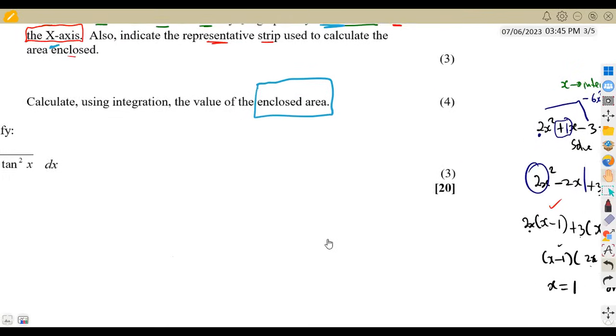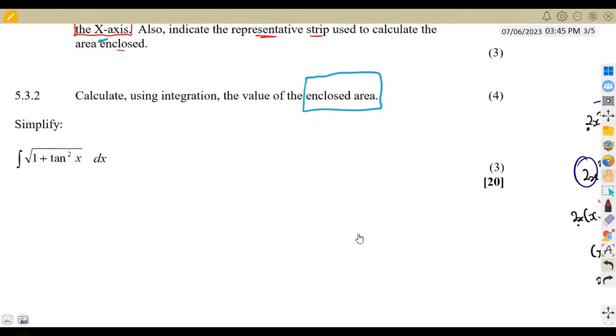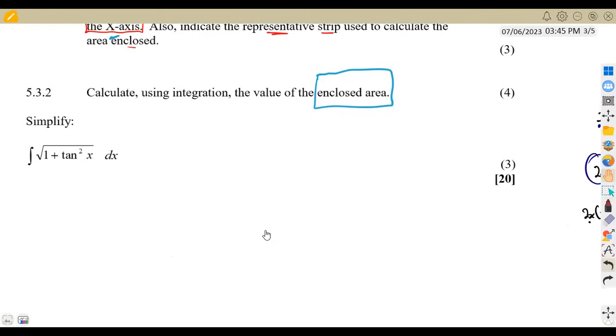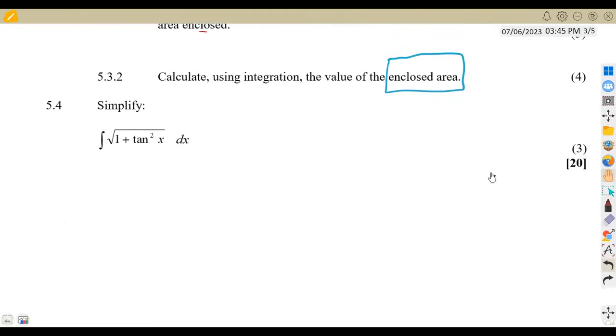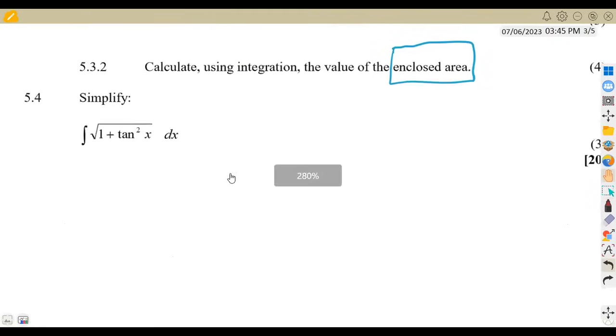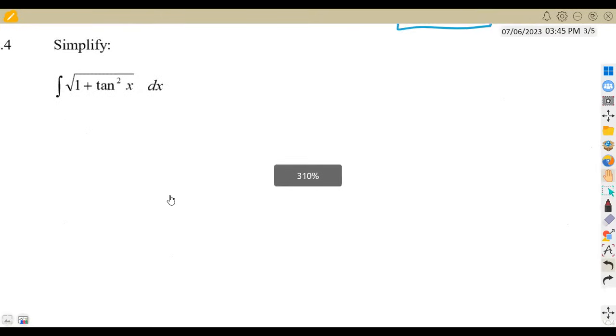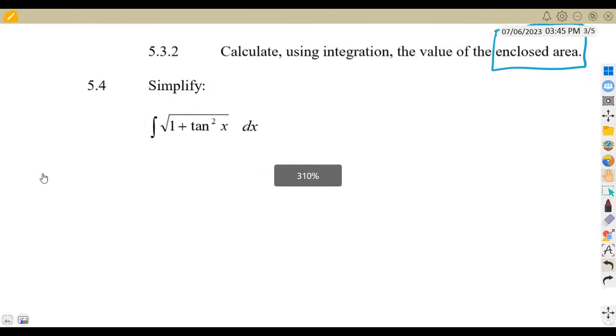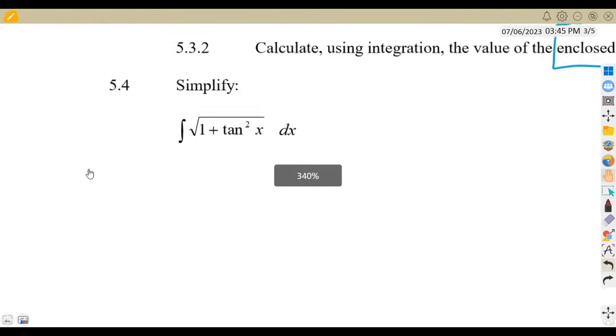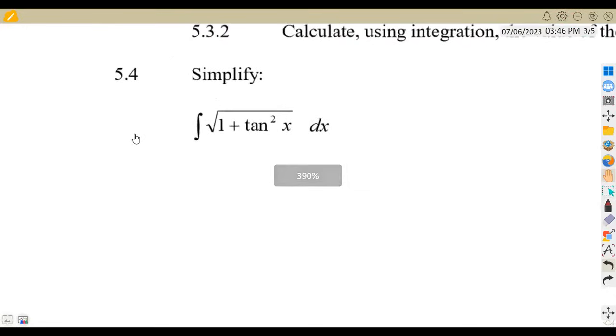All right, another part of our question here was to calculate using integration. Simplify, 3 marks, this one, question 5.4. All right, so let me increase this one. We're asked to simplify this integral. They can ask just a simple question like this, but it's not that simple the way that it seems. All right, so let me increase it a little bit.